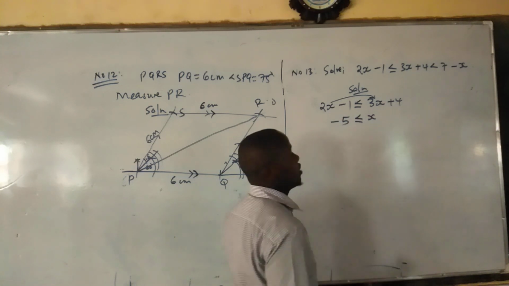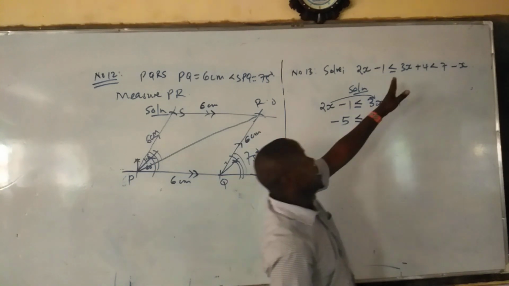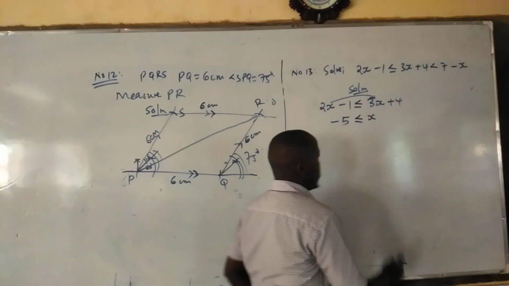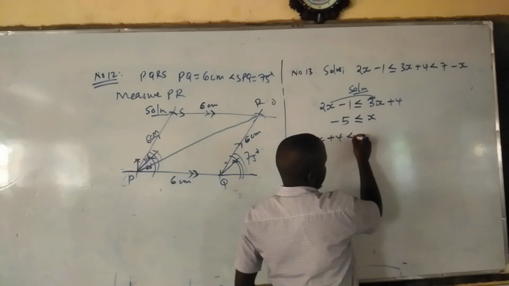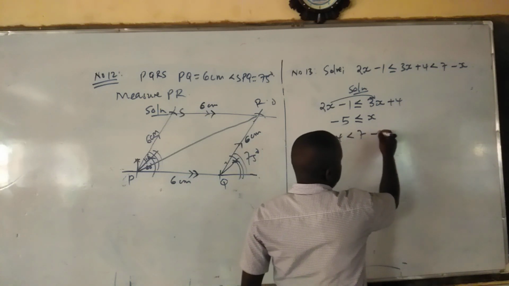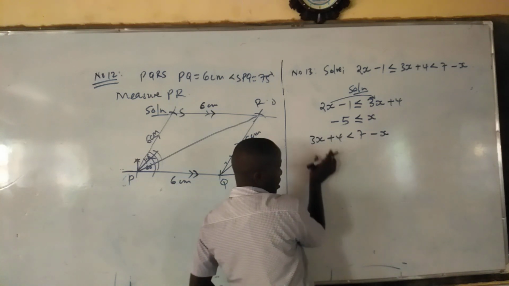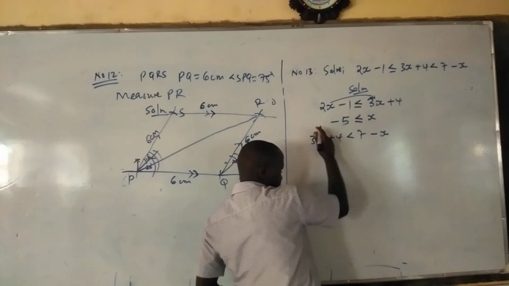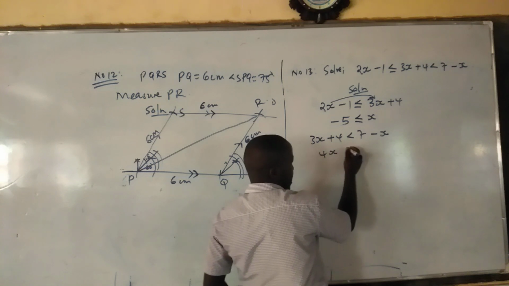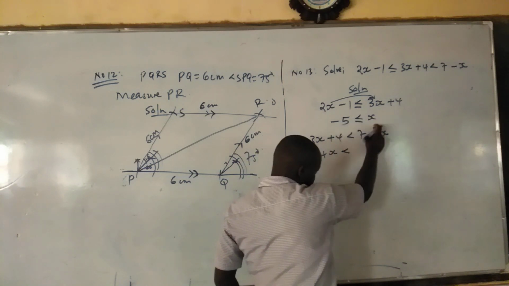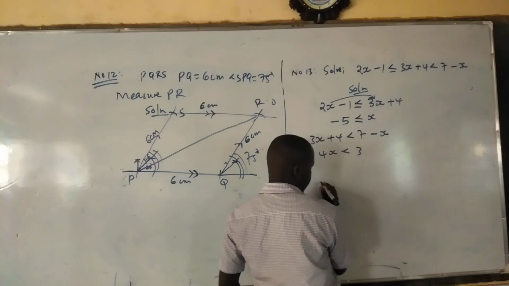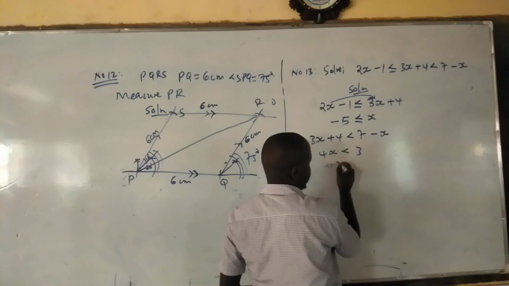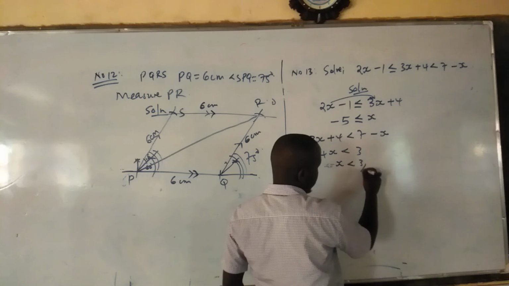And the other inequality comes immediately after the first inequality symbol. So we will start with 3x plus 4 less than 7 minus x. Therefore, in this case, we'll have 3x, and when this x comes here, it will be a plus. So 4x less than 7 minus 4 when 4 goes to the other side. So we get 3. x is less than 3 over 4.